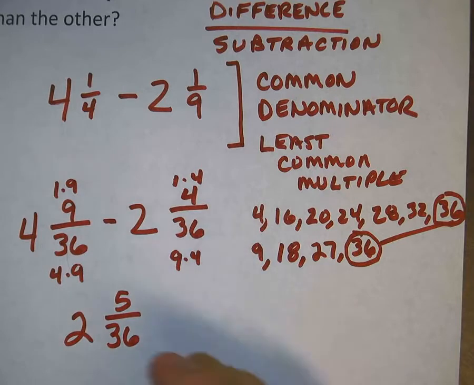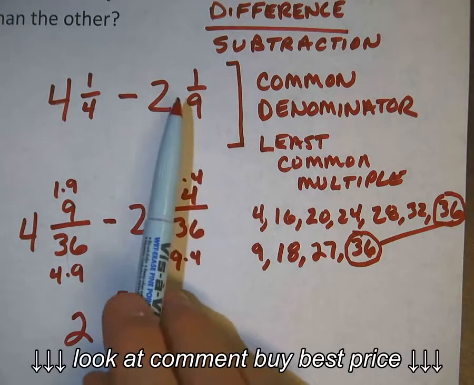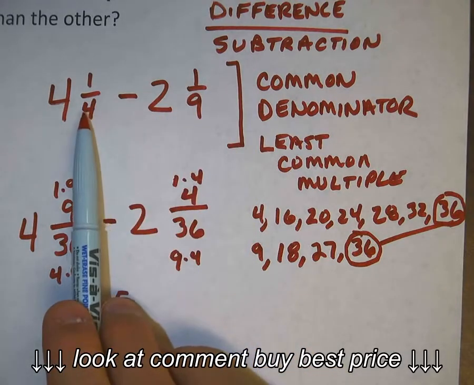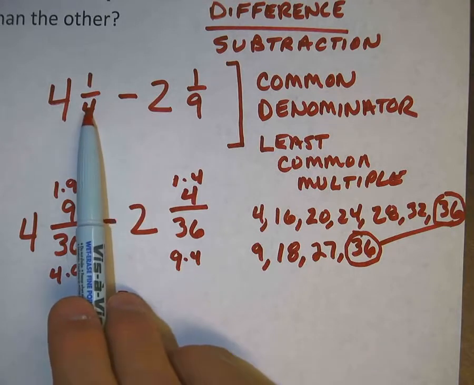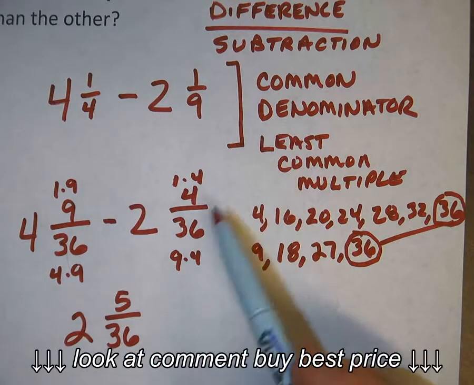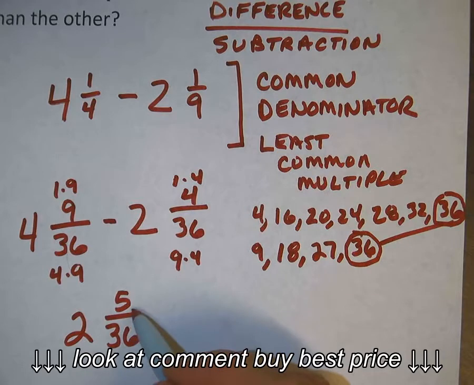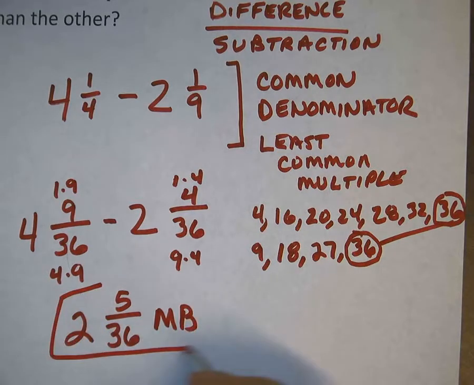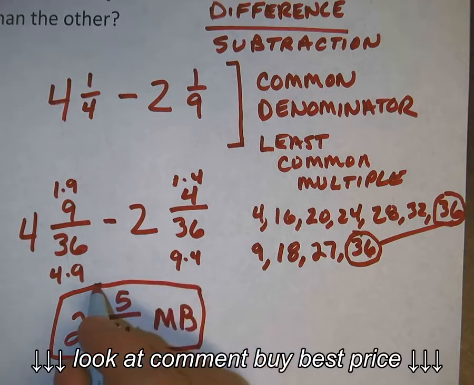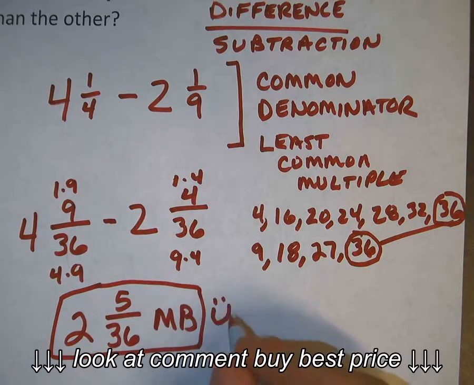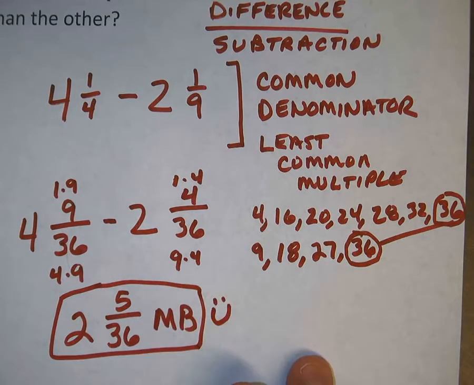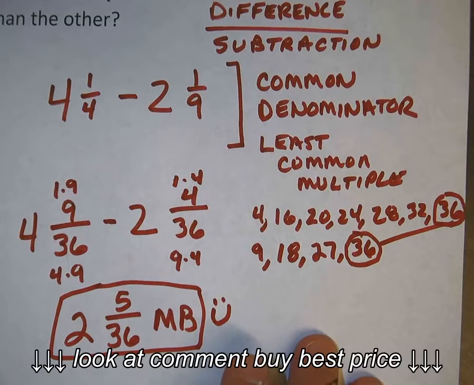So the answer to this question of how much greater, how much bigger is one file than the other, one is 4 1/4 megabytes, the other is 2 1/9 megabytes, is 2 and 5/36 megabytes. So I'll put the units on there, circle that, put a smiley face because I know with confidence I have done this correctly, and I would move on to the next problem.